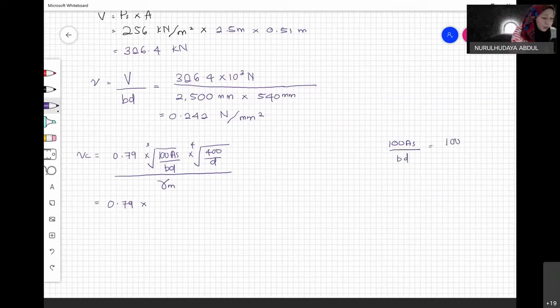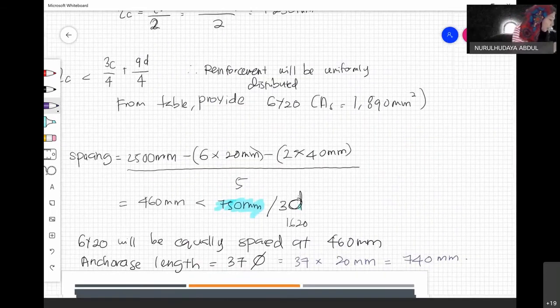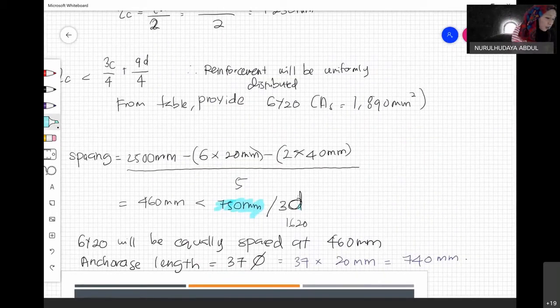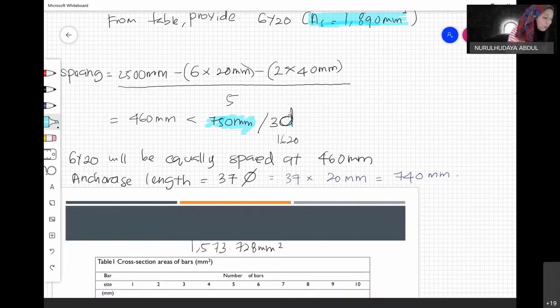So 100 times AS. So AS is area of steel provided. Yang kita provide, yang bukan required. The one yang provided is this one, yang kita provide which is 6Y20. Sebenarnya mungkin you confuse kot dalam example number 2, kejap I pakai Y, kejap I pakai T. Y or T doesn't matter, dulu boleh pakai kalau kat Malaysia lah. You jangan pakai H lah, H kita pakai dekat other country. Okay, 1890. So this is area of steel provided. Ini yang kita provide.